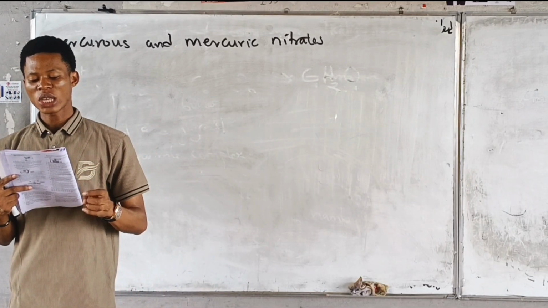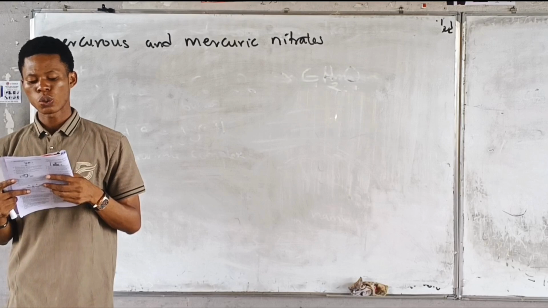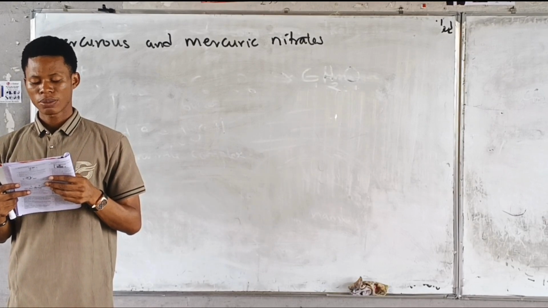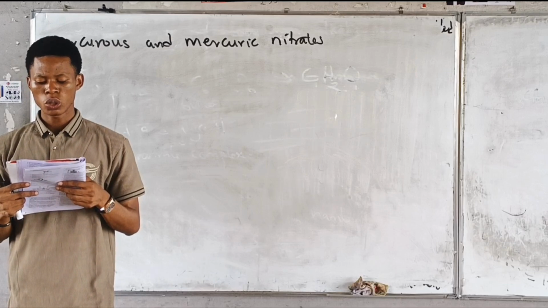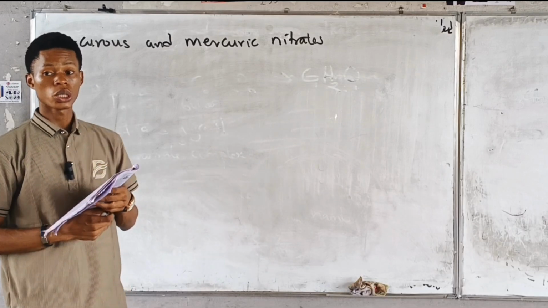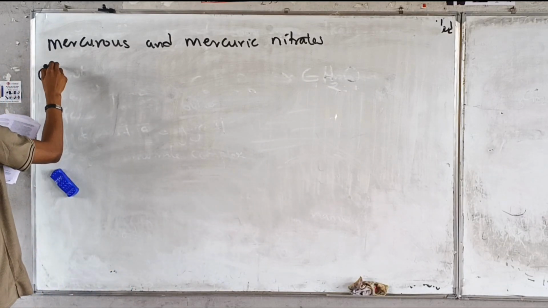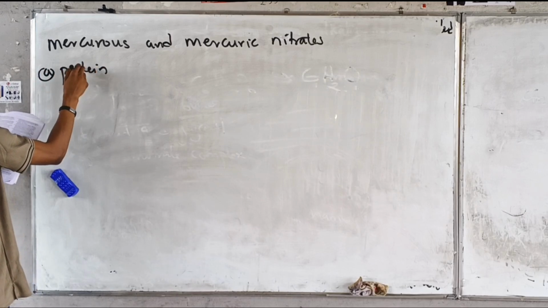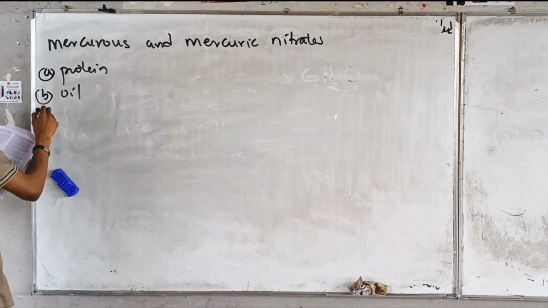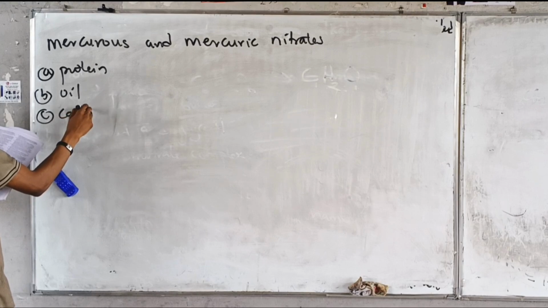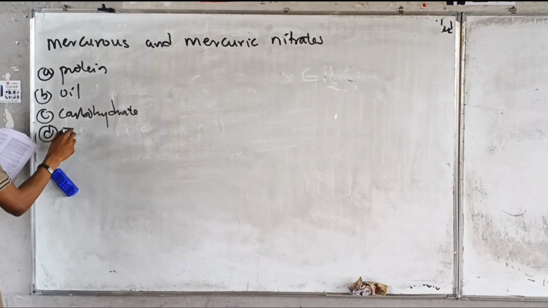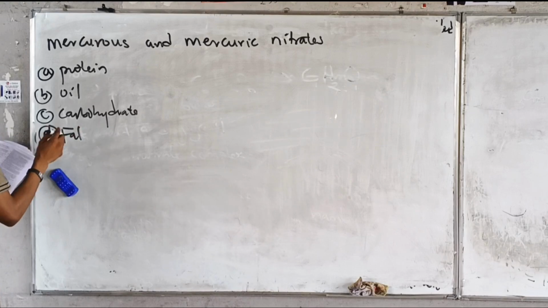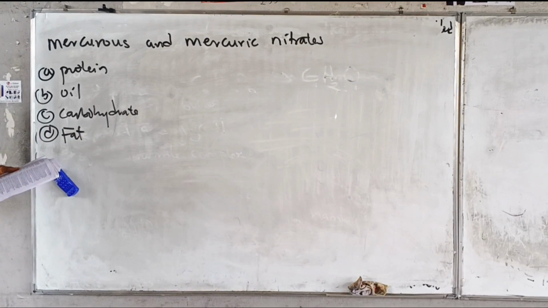A mixture of mercurous and mercuric nitrates is added to a food substance. Full stop. A white precipitate is formed, which on gentle heating turns red. The food substance is dash. A says protein, B oil, C carbohydrates, D fat. So what's the answer to that question?